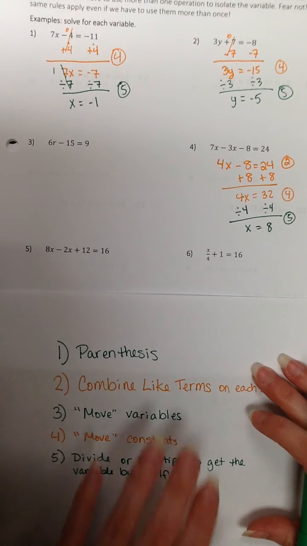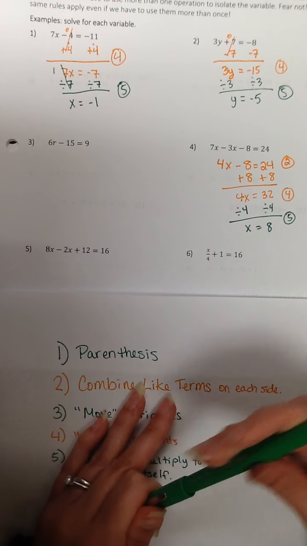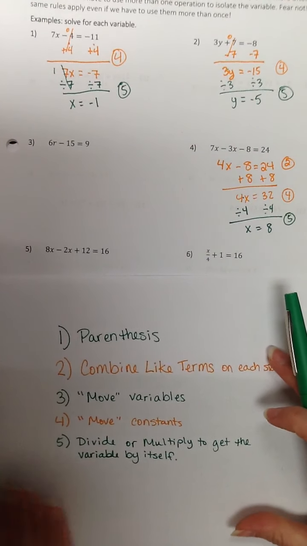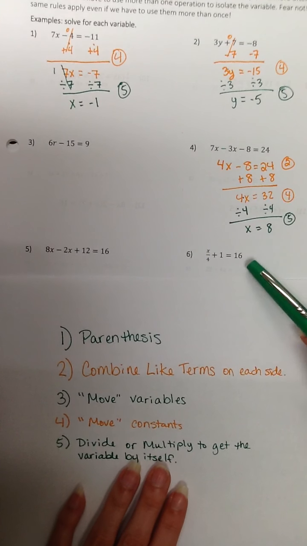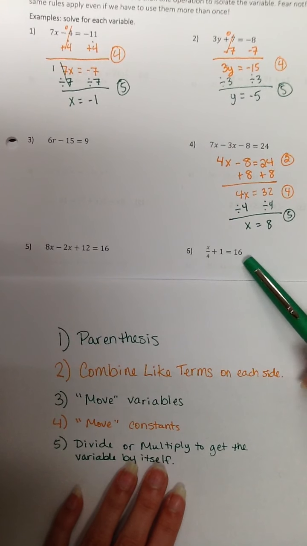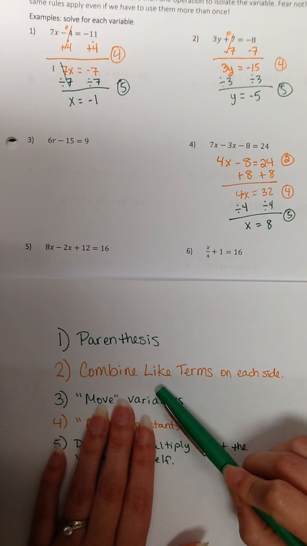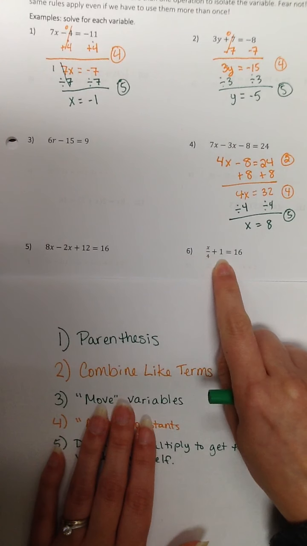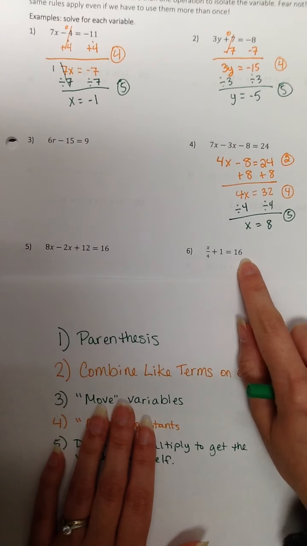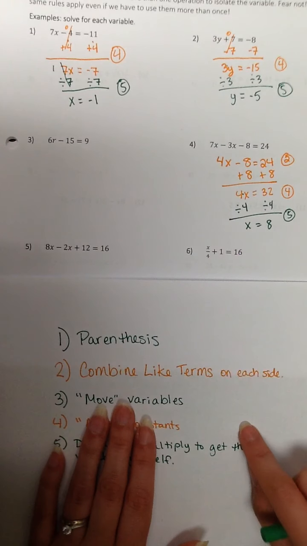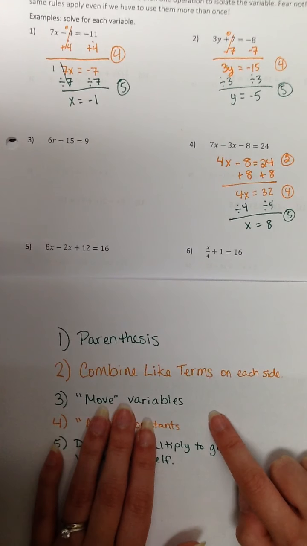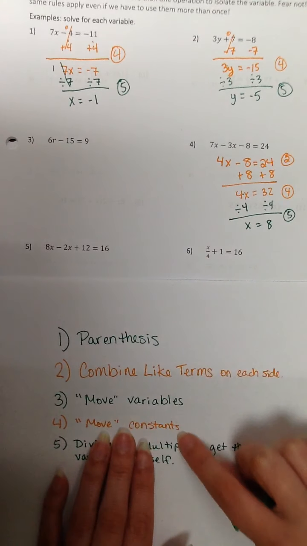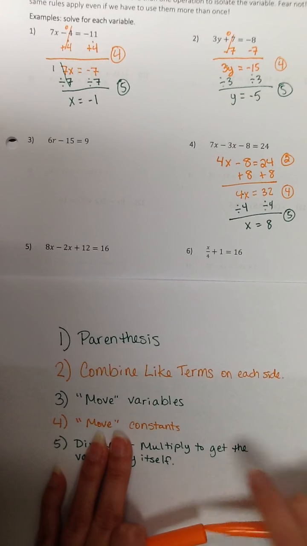Let's go ahead and practice one like number 6. So again, I'm going to go back to my list of 5 steps. Do I have any parentheses that I need to take care of first? The answer is no. Do I have any like terms on each side? So I have one term over here with a variable, one without. So there's no like terms over here. And I only have one term over there. So I'm good on step 2. Step 3, I want to move all of my variables to one side, but they already are. And step 4, I want to move my constants.